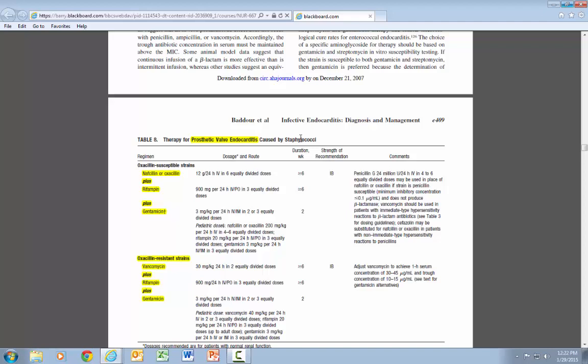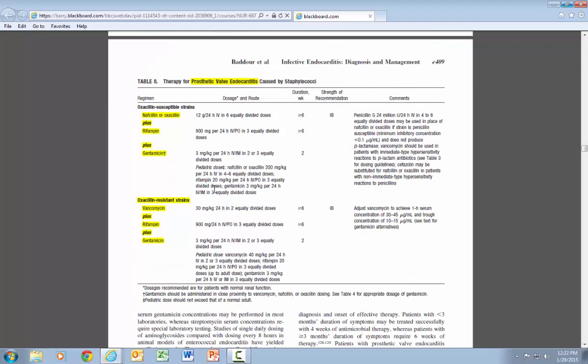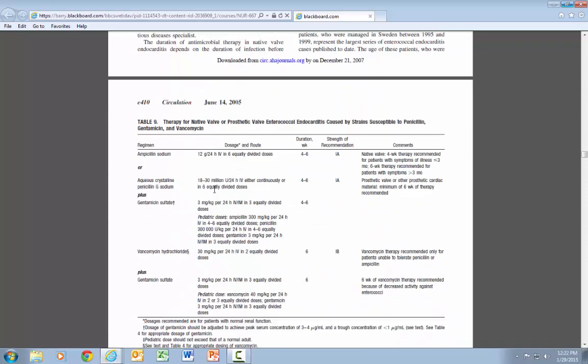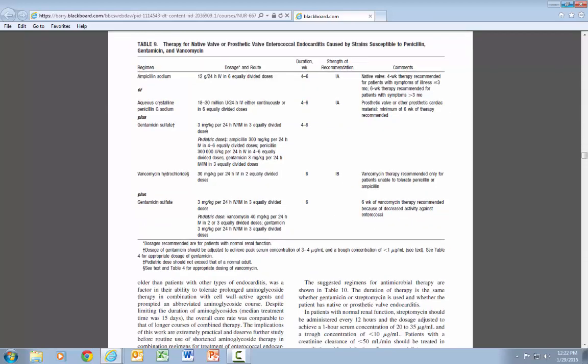Prosthetic valve with staph, same treatment. More or less, you could do nafcillin or oxacillin plus genta, or nafcillin or oxacillin plus rifampin. This is exactly the same thing for enterococci: ampicillin plus genta, or penicillin G with genta, or vancomycin plus genta. So if you see, more or less it's exactly the same.